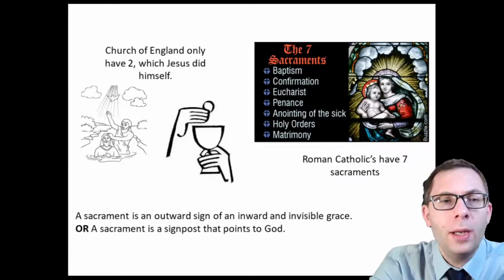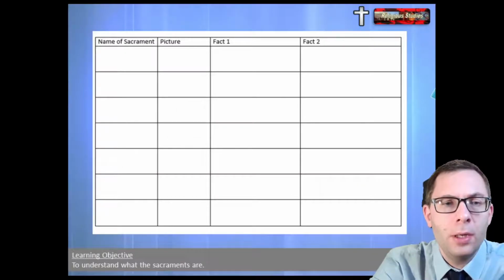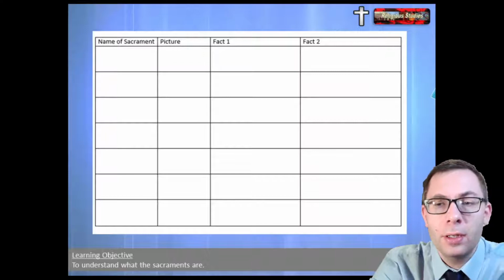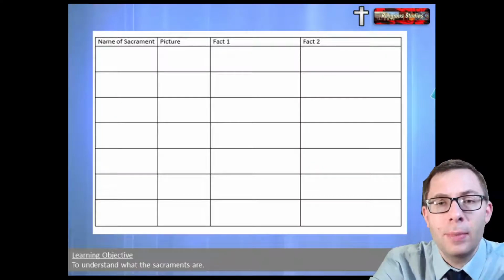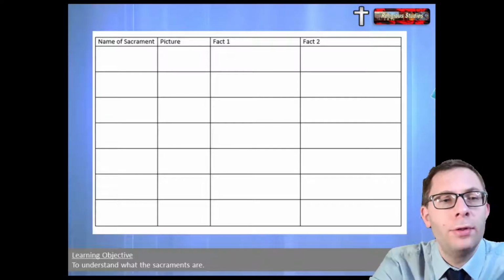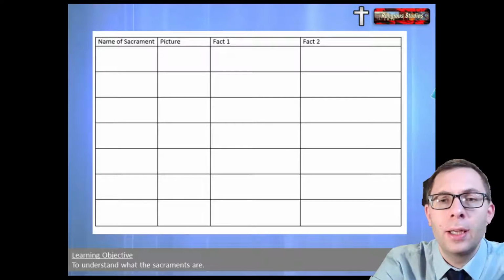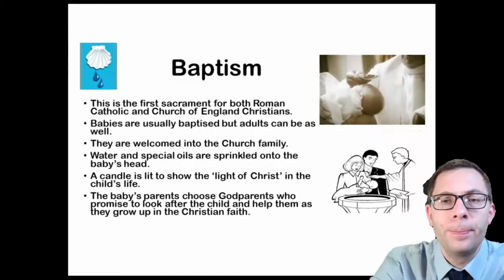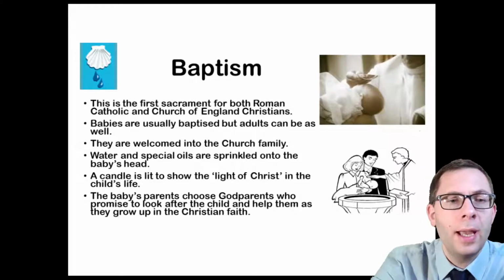So we're going to look at this grid. I'm going to go through the information. I'm not going to read it through for you, so you'll need to pause it to get the information down. You need to write the name of the sacrament, draw a little picture, and then write 2 facts. And you'll see there's loads of information here. So there's our first one. So pause me now while you get any information down.